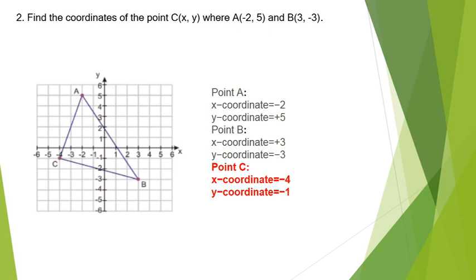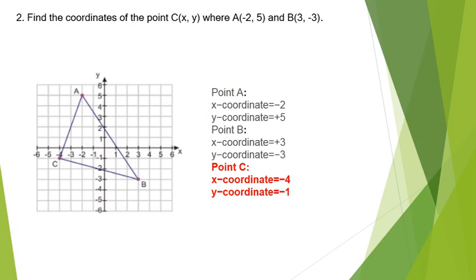Okay, so you can check it out. To the right side of the slide, I have written the points. Point A: x coordinate is -2 and y coordinate is +5. Point B: x coordinate is +3 and y coordinate is -3. Point C is x and y. We need to find it. Okay. So let's replace these points in the graph paper to find the C point. By putting these 2 points A and B, we will be able to find the C point.